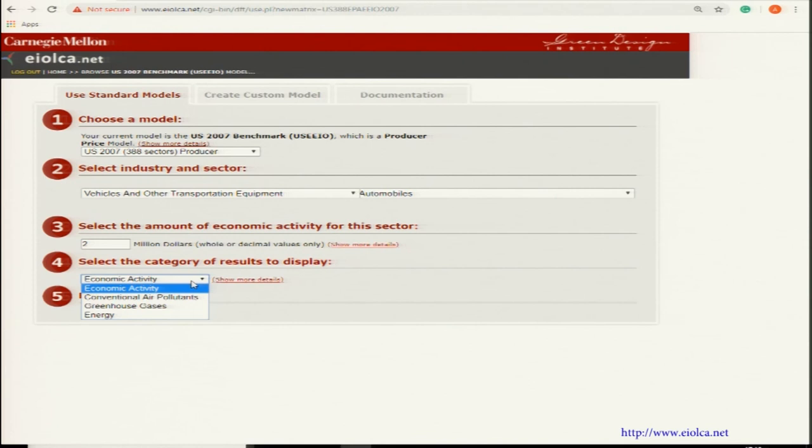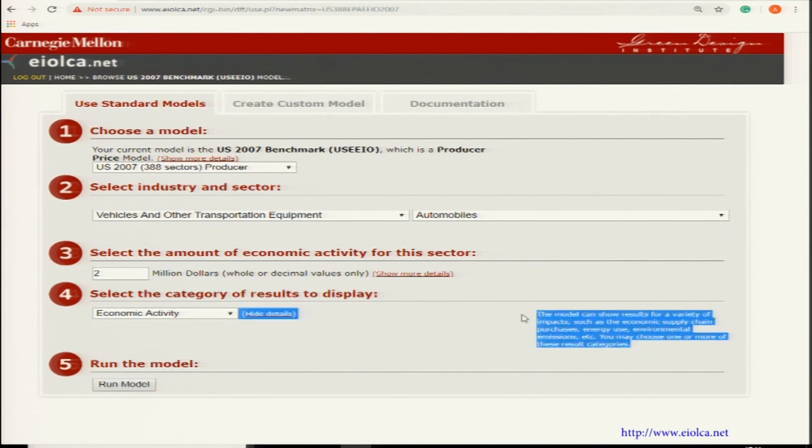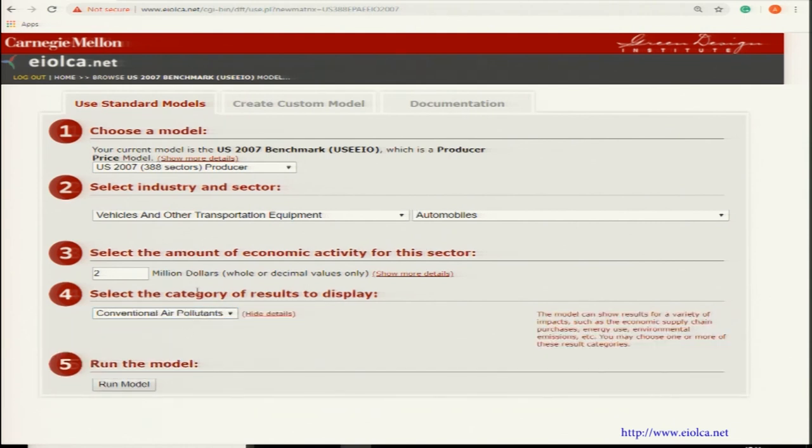Then we need to select a category, like we saw that conventional air pollution, greenhouse gases, and energy were the 3 outputs or results that we could see here. Let us try to see first the economic activity. For economic activity, the model can show results for a variety of impacts such as economic supply chain, energy use, environmental emissions, etc. So, these are the inputs that we have given in. We need to have workable numbers, and $2 million would give us the workable numbers. So, let us try to run the model and see what it is trying to tell us here.